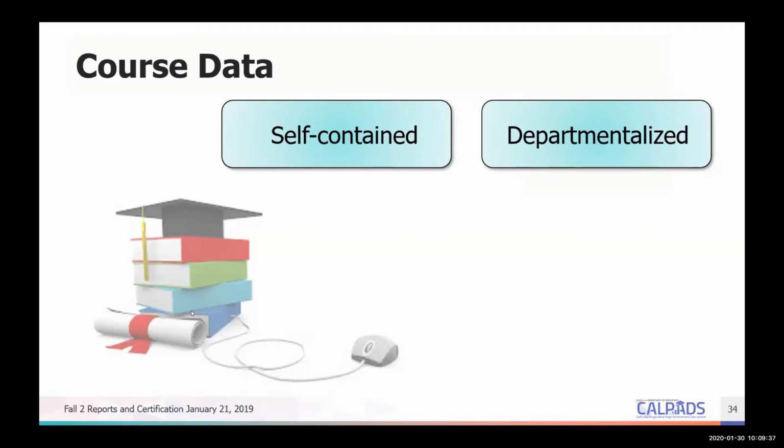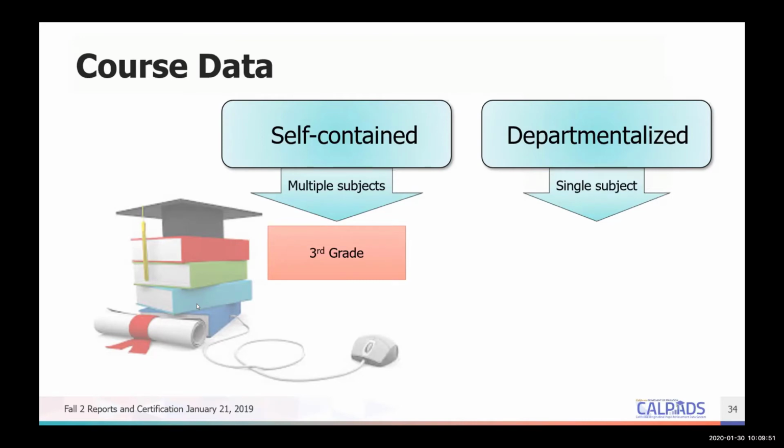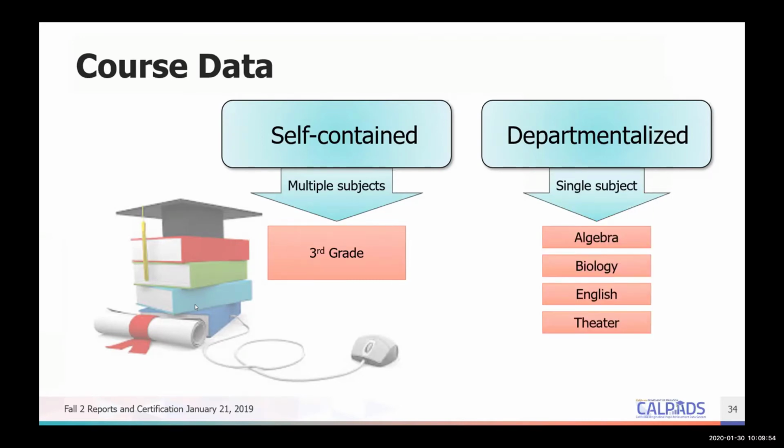There's only two types of courses. They're self-contained and departmentalized. Self-contained courses are multi-subject. They're courses that are taught primarily in primary schools, elementary schools, like the 3rd grade. Departmentalized courses are single subject. They are like algebra, biology, English, and theater. They're primarily secondary level courses taught from 7th through 12th grade. There is no restriction. You can report a self-contained course at a secondary level, and you can have, in many cases, departmentalized courses taught in the primary school.